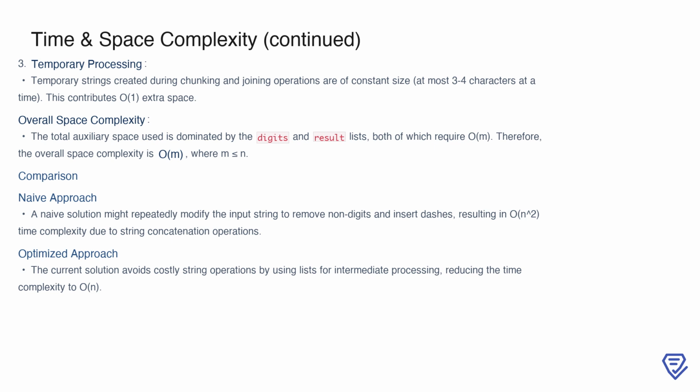Comparing this to a naive approach, where the input string is repeatedly modified to remove non-digits or insert dashes, this optimized solution avoids costly string concatenations. The naive approach could result in an O(n squared) time complexity due to repeated string operations, whereas the optimized solution reduces this to O(n) by leveraging lists for intermediate processing.